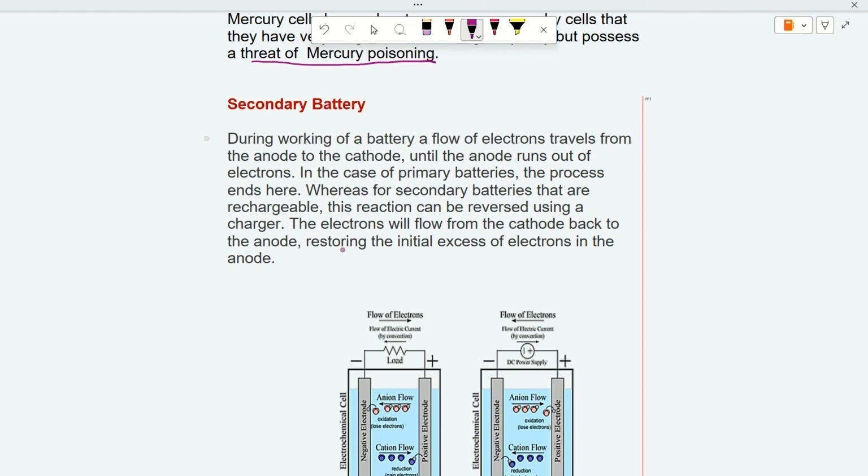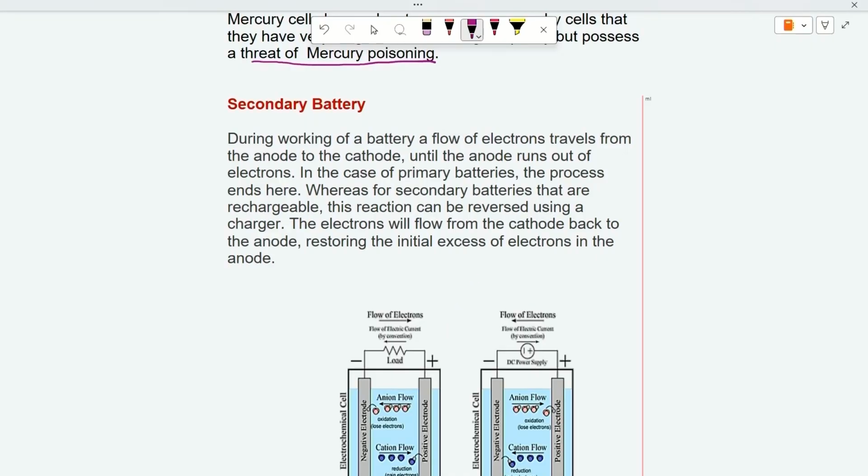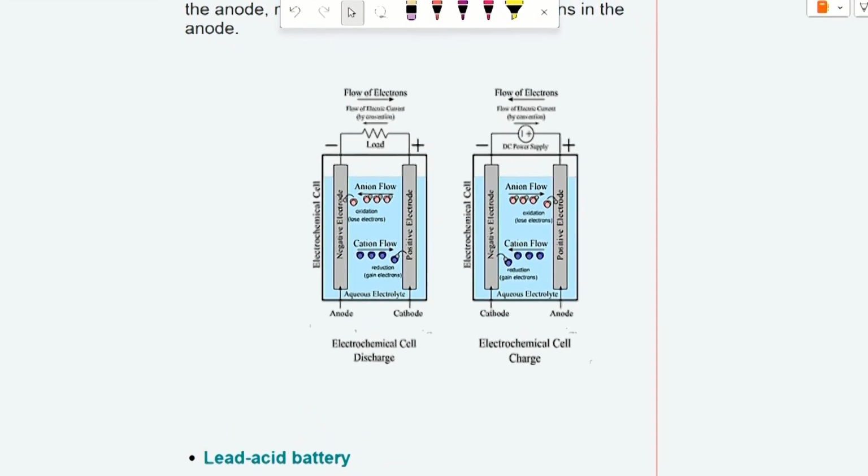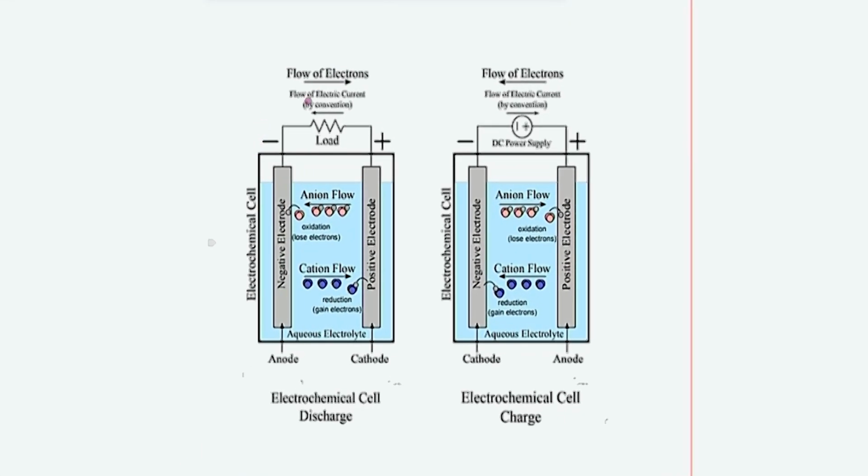Now, during the working of a battery, as I have told you earlier, in a galvanic cell, electrons flow from anode to cathode. This flow goes on until there is a strong depletion of electrons at the anode, and there won't be a flow of electricity then. Okay. So, it runs out of electrons. Now, since this process is reversible, we apply an external electric field and the whole process is reversed. You can see that in this case electrons were flowing out.